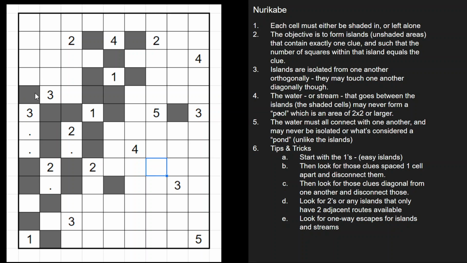Now, those were islands that needed escape routes. But what about water? So we look at this water cell here. Remember, it has to connect with the other water cells somehow, orthogonally. So it can't go to the east, so it can't go right, and it can't go south, because those are islands it would run into. And it can't go west because we're on the edge of the board. Therefore, going north is its only possible route of escape. So we know that that's a shaded cell.